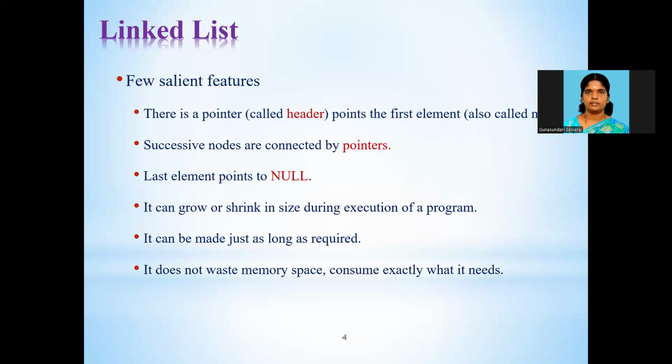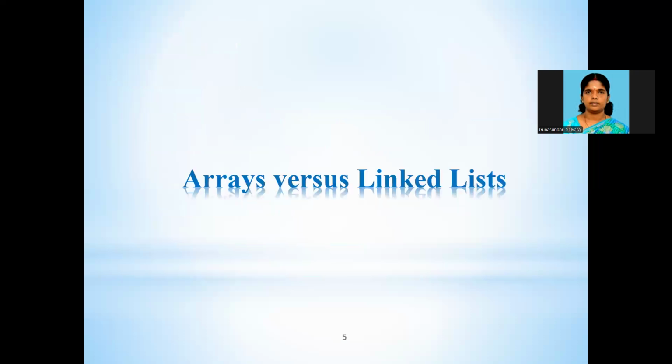So what are the features? Header points to the first element. Successive nodes are connected by pointers. What is the need for pointers? The data elements in the linked list are not stored in a continuous manner. That's why they are connected by pointers. The size can grow or shrink during execution. It's a dynamic data structure.